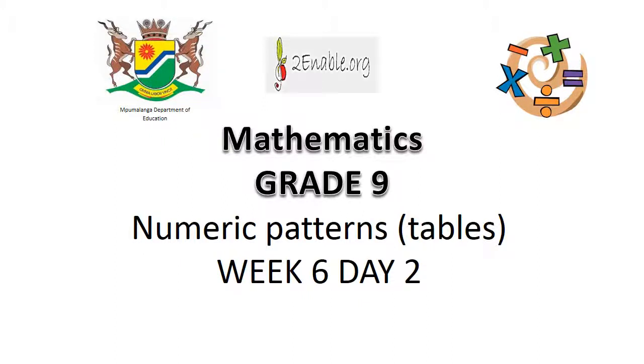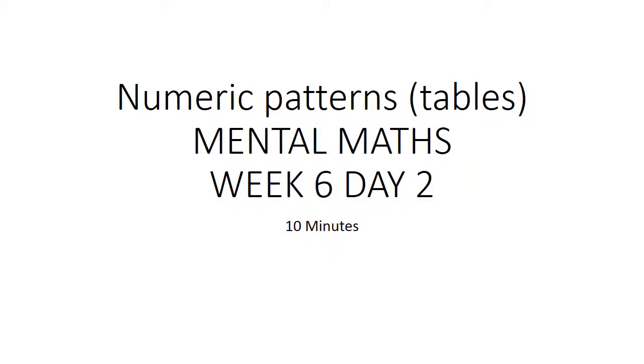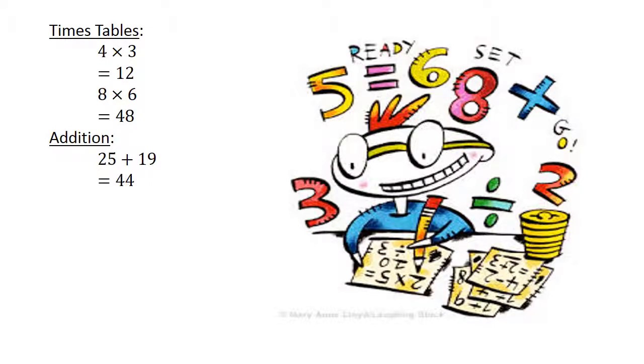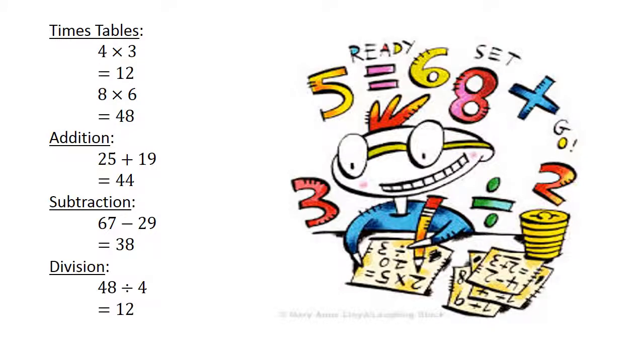Numeric patterns, tables. Mental math, times tables. 4 times 3 equals 12. 8 times 6 equals 48. Addition, 25 plus 19 equals 44. Subtraction, 67 minus 29 equals 38. Division, 48 divided by 4 equals 12.